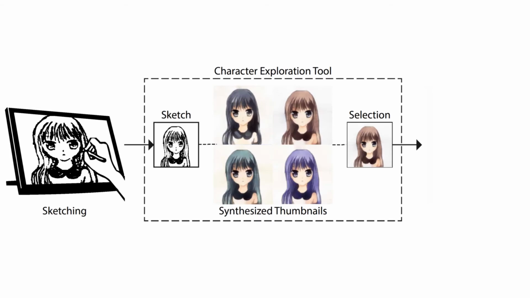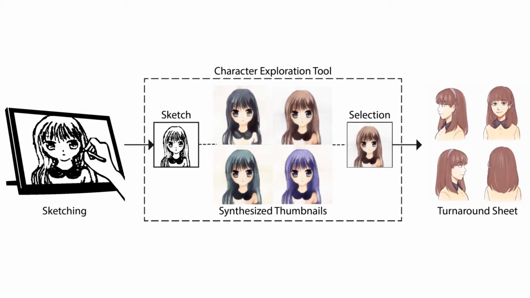Then our tool allows them to iterate over different colorization styles of this character based on the thumbnail. Once the creative director or the artist are happy with the colorization style of this thumbnail, they can use it as a reference to create the turnaround sheet, which is the final concept of the character.